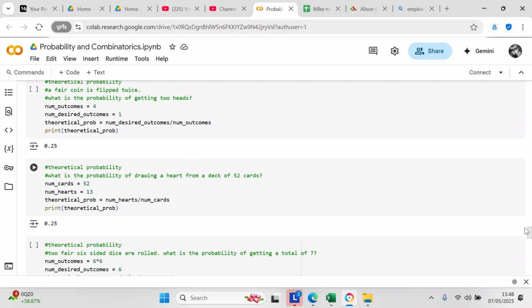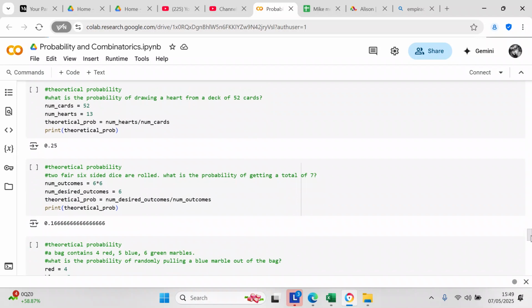And so the theoretical probability is number desired divided by number of outcomes. And so that's going to be 0.25, since you're going to have 4 outcomes. And let me just go over the 4 outcomes again. Head, head, head, tail, tail, tail, tail, head. And so the theoretical probability is going to be 1 divided by 4, so that's going to be 25%.